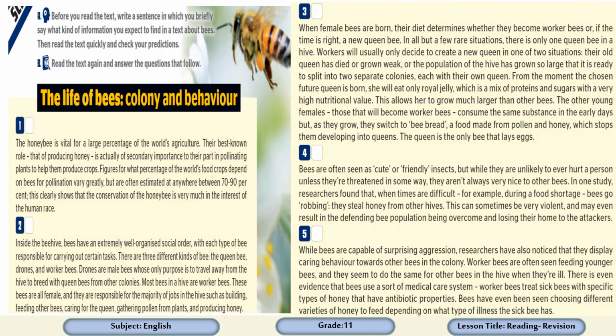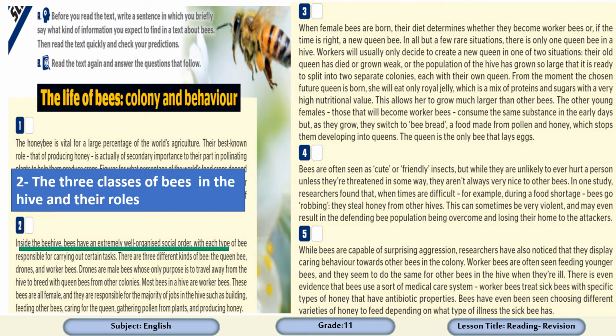Read the topic sentence of paragraph number 2. Inside the beehive, bees have an extremely well-organized social order, with each type of bee responsible for carrying out certain tasks. So what do you think the paragraph will be about? Yes, about the different types of bees. Yes, inside the hive and yes, very good, and their roles.